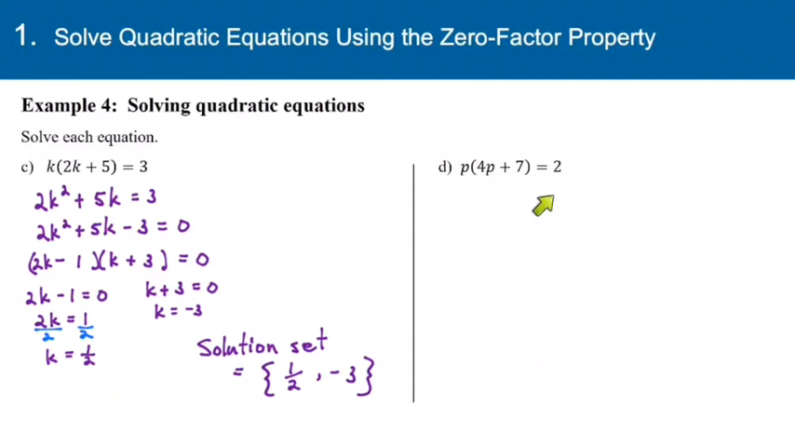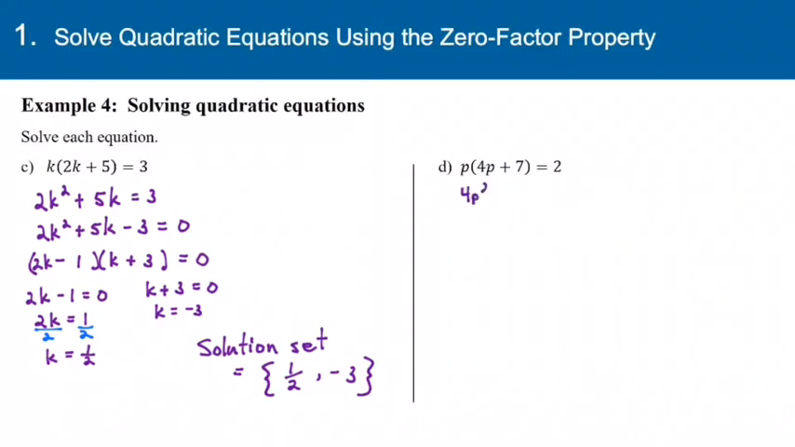Now in part D, we have a similar situation. So if you wanted to pause the video and try this one on your own, I think that would be a great idea. And now let's go through it together. So we do have factoring here, but the factoring is not equal to 0. So basically we have to redistribute that p and move the 2 over to the left side so we can have the 0 and do factoring from there.